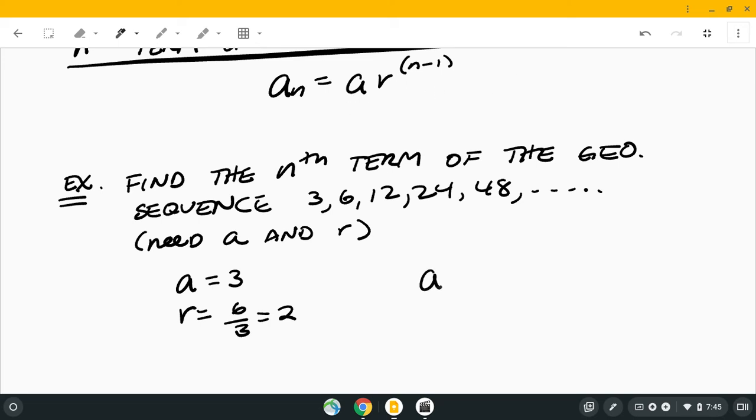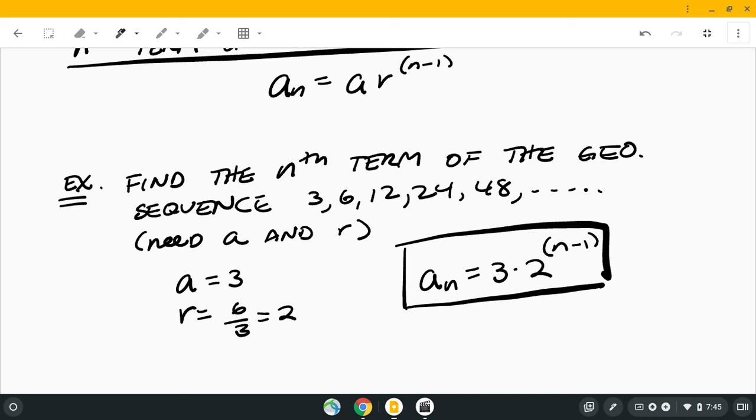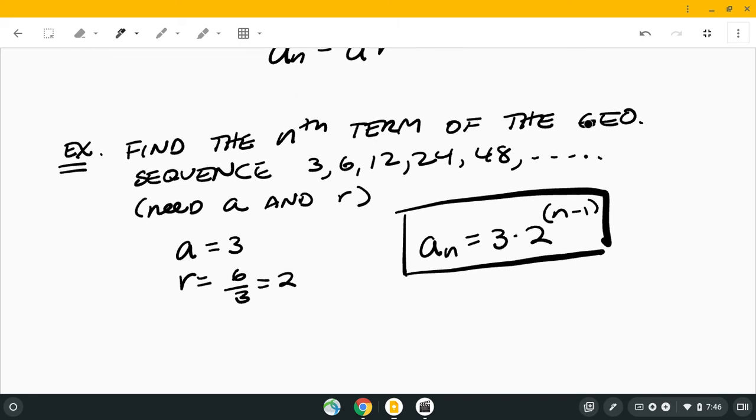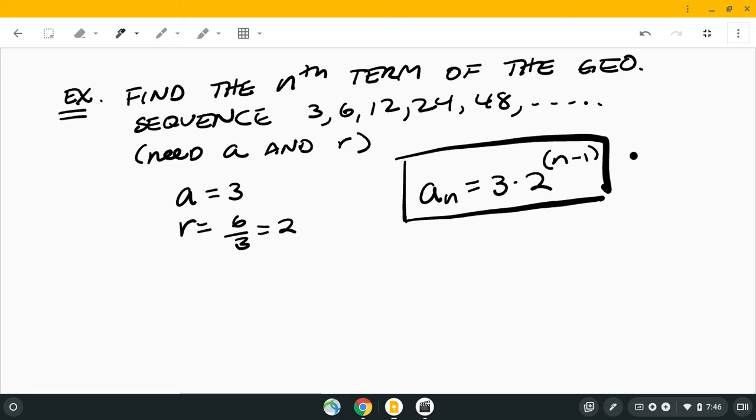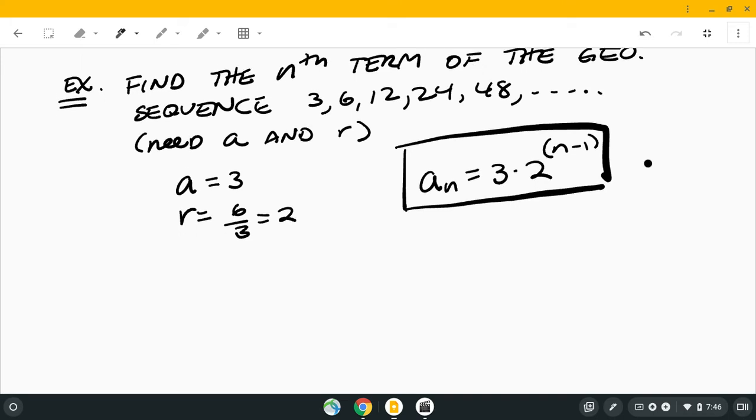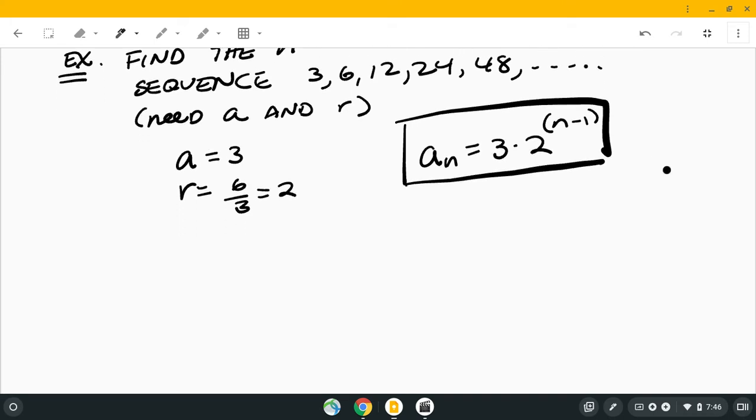My nth term, AN, is A, which is 3, times R, which is 2, to the n minus 1. Okay, so there's your nth term. And with that, now I can find any term. I can find the 5th term. I can find the 100th term. All right, let's take a look at this next one.